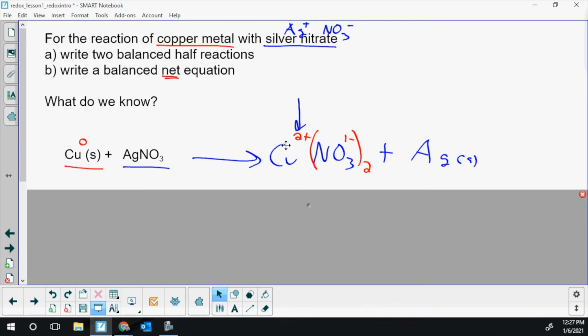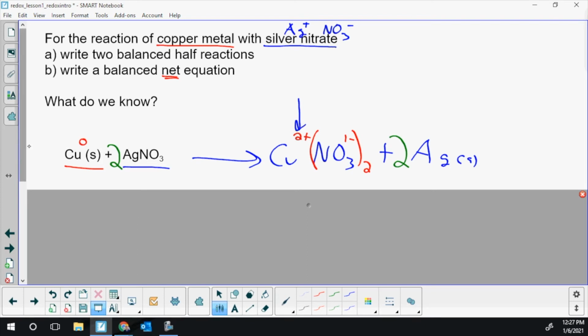I just need to balance this whole thing, and then I can start trying to figure out what's going on redox-wise. I got 1 copper at the beginning, 1 copper at the end, 1 silver at the beginning, 1 silver at the end, 1 nitrate at the beginning, 2 nitrates at the end. So to fix my nitrate, I have to put a 2 in front of my silver nitrate. That doubled my silver. I double my silver at the end, and now I've got my balanced equation.